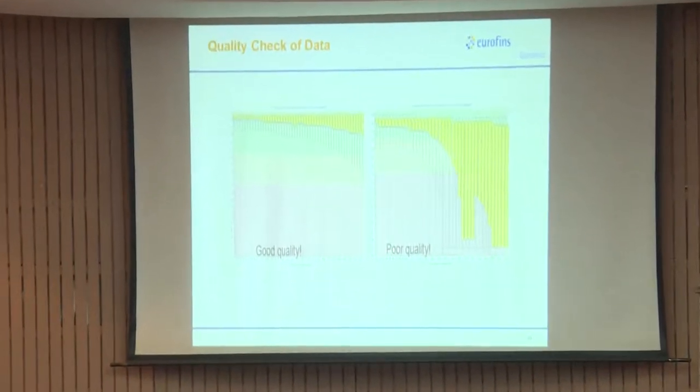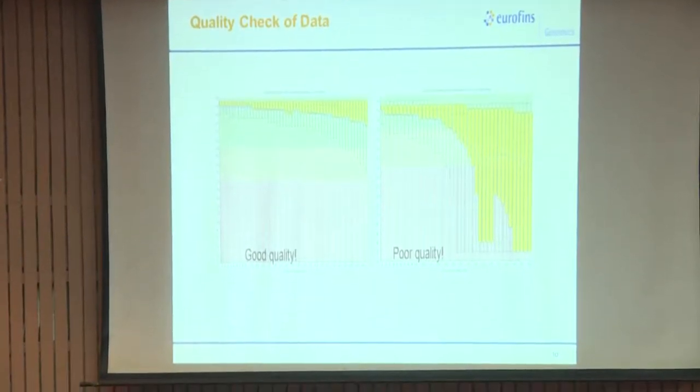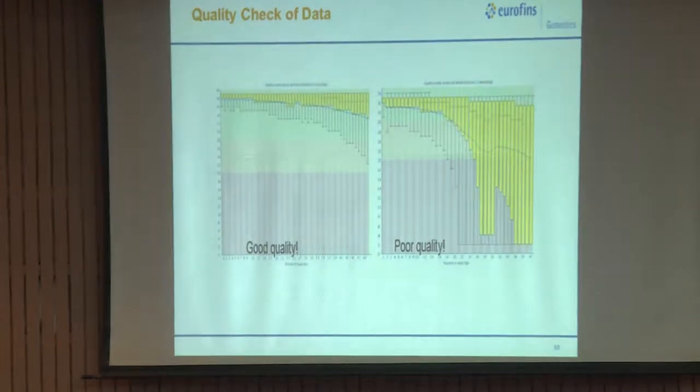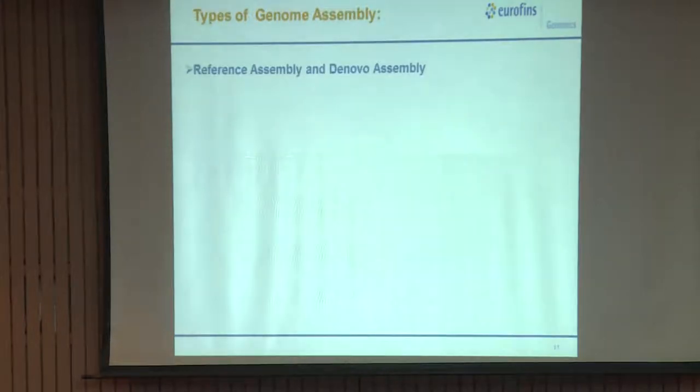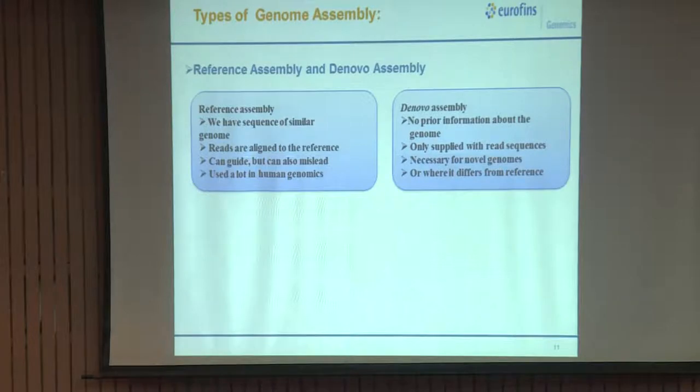These type of reads which the machine throws out we do not use, because this can also happen because of the library preparation. It might happen because of the sample condition, the DNA was not properly isolated or the DNA was not of good quality. Many reasons can cause such reads, and we filter them out and get good reads. Once we get such reads, we go for de novo assembly or reference based assembly.